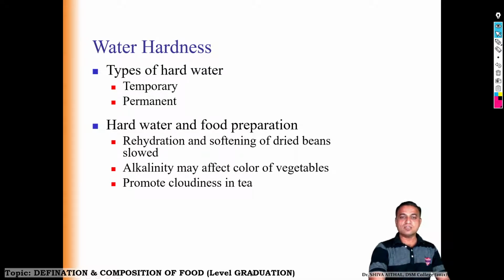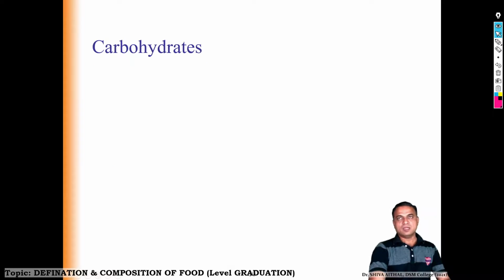Rehydration and softening of foods is slowed down if water is hard. As chemical components are present, minerals are present, softening of the food is not there. Alkalinity, which is again related to water, may affect the color of vegetables, and in some foods like tea, etc., it can promote cloudiness. Therefore, water can be softened, and water softeners are available in the market. Why are we seeing all this? Because water is directly related with food.